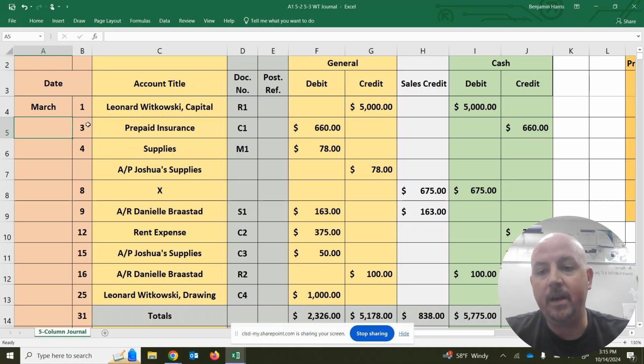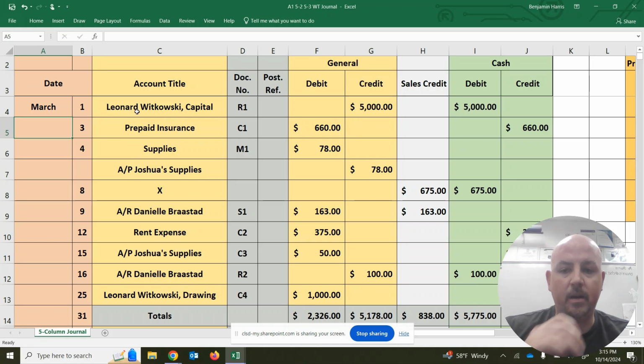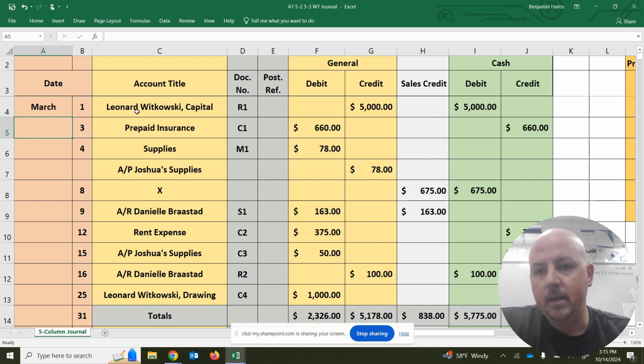On your screen right now, you will see a completed journal. Granted, there are not many transactions put in the journal, but that means it'll be a nice short video. We're going to start off with the individual transactions here in the general column, and then we're going to switch to the cash and sales for the end.